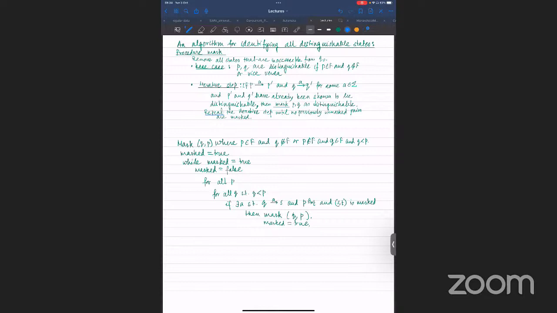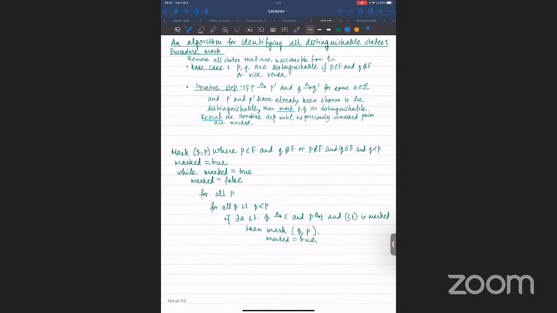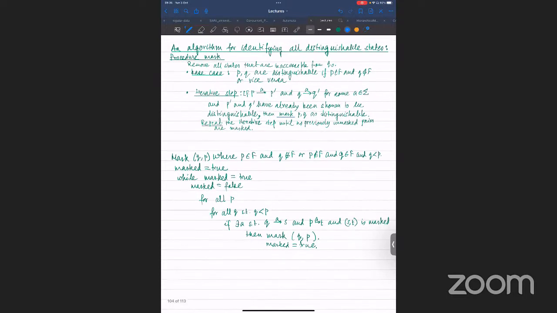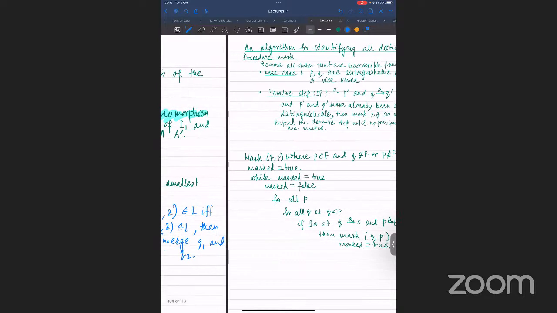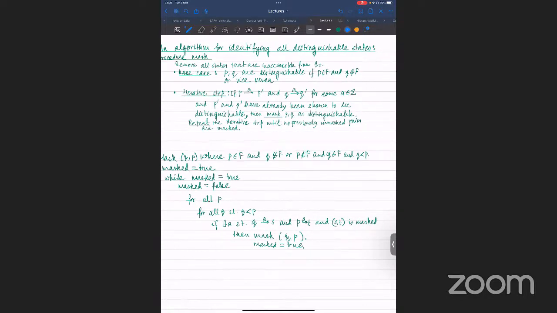Okay, so let's start. In the last lecture, we were looking at this procedure mark. What was this mark procedure doing? Essentially, it was trying to find those states pairwise which are distinguishable.